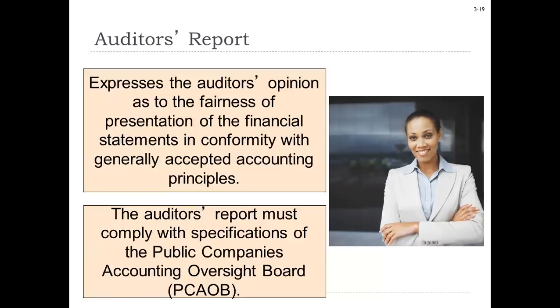So the auditor checks the records, looks at transactions, and makes a determination as to whether or not the financial statements are fairly represented. The auditor is not saying the financial statements are perfect. All they're saying is it's fairly presented. So it's not totally messed up, in other words.